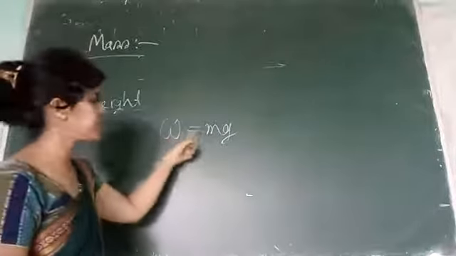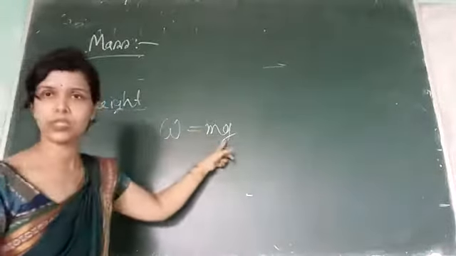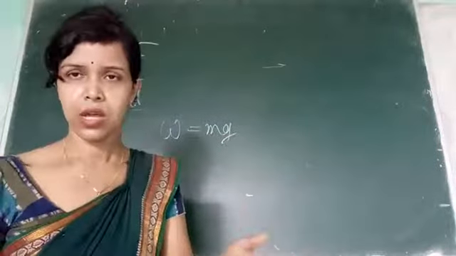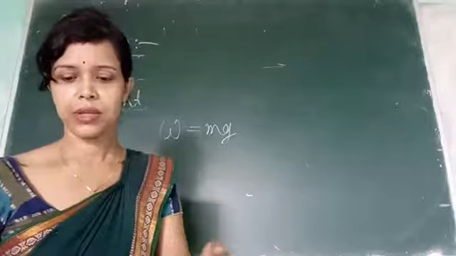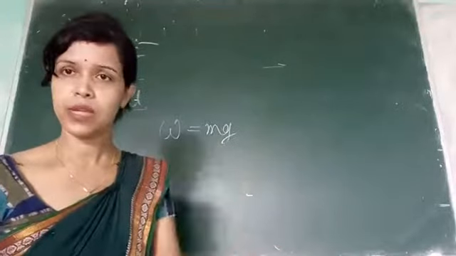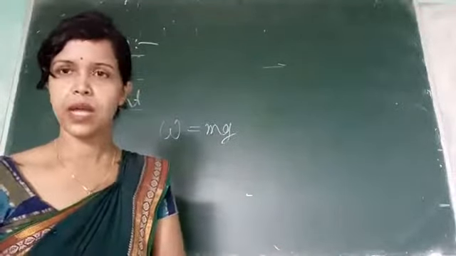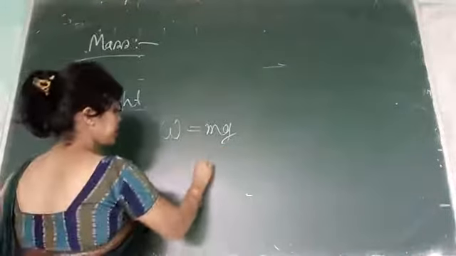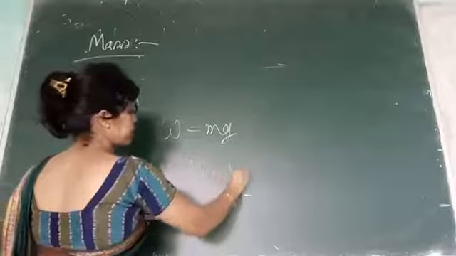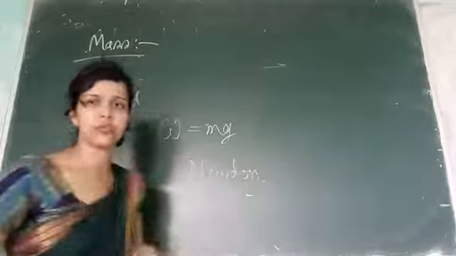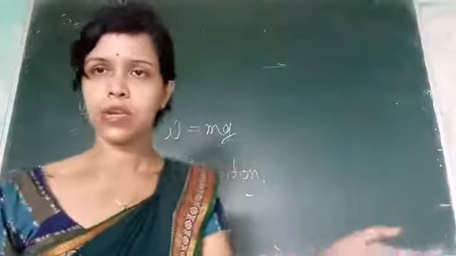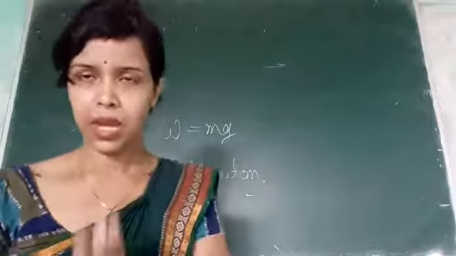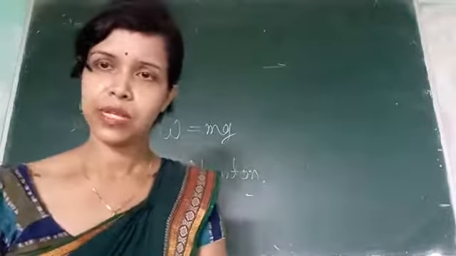So the weight is actually expressed in this way, W equal to m into z, where z is the gravitational acceleration, or it is also said in this way, gravity. And gravity actually changes from place to place, and the SI unit of weight is Newton, whereas the SI unit of mass is kg. So this is the main difference between mass and weight.